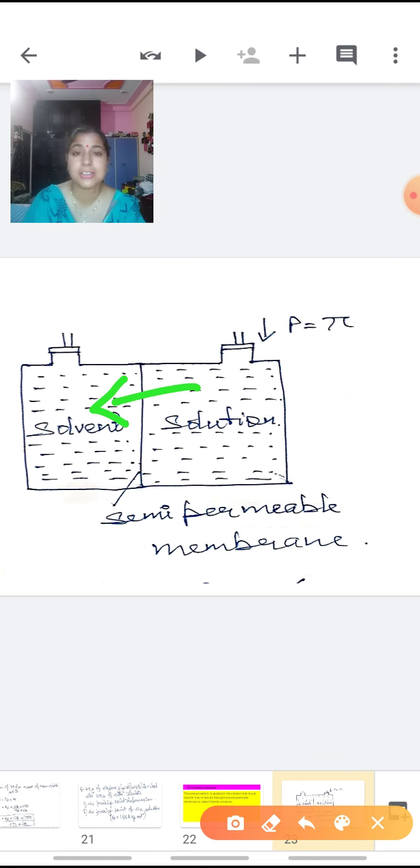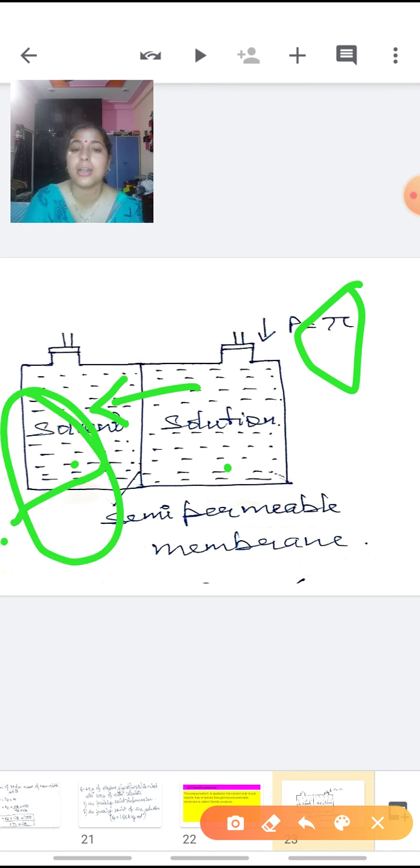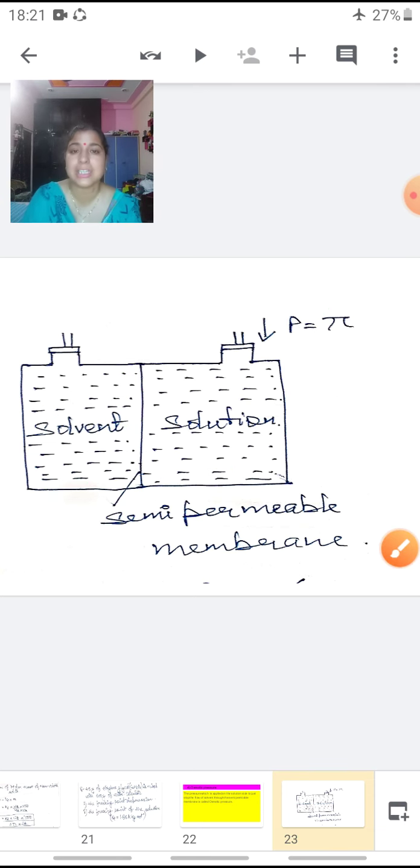Reverse osmosis means the RO technology that we are using at home for water purification. That means this is pure solvent, that is water, and this is the impurity containing solution. Pressure more than osmotic pressure is applied and pure water moves to this side, which is used for drinking purposes. Now children, one more use of reverse osmosis is the desalination of seawater. From seawater, the salt is separated using this reverse osmosis phenomenon.